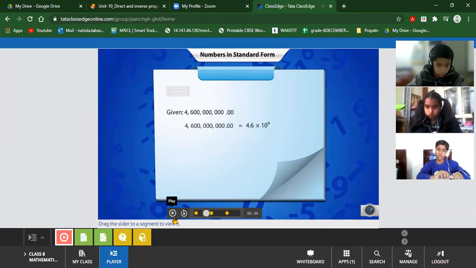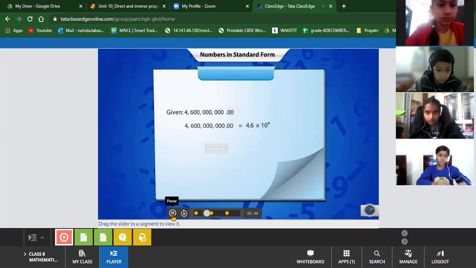Notice. So whenever we are converting numbers into the standard form, we always have to keep in mind that the number should be lying between 1 and 10. That's why they have shifted the decimal before 6, because it is making the number 4.6, which is less than 10, right? So this you have to keep in mind, that the number should be between 1 and 10. Notice that the power of 10 is positive 9. This is because the decimal point is moved 9 places to the left.